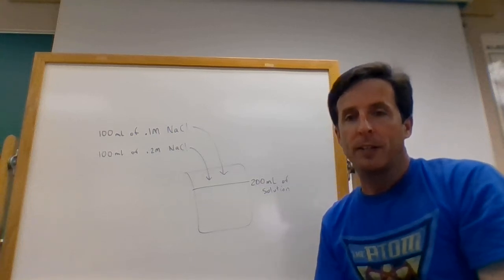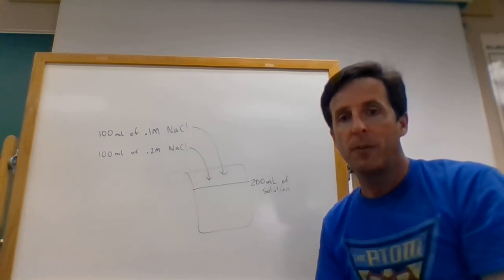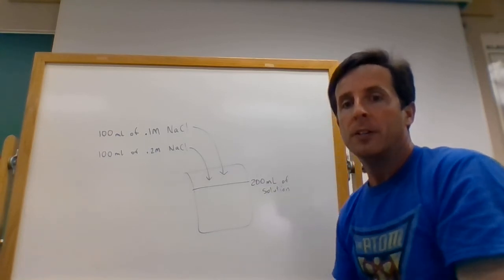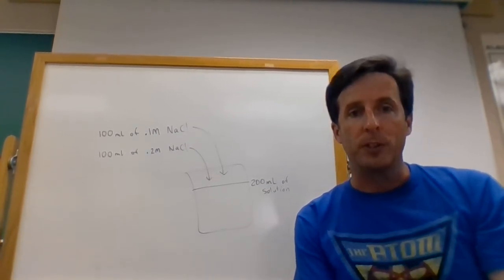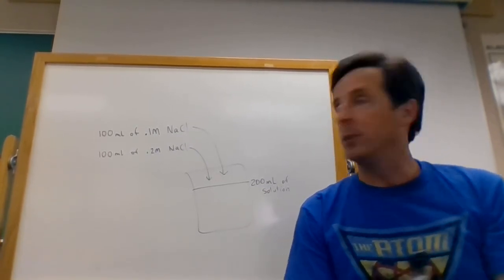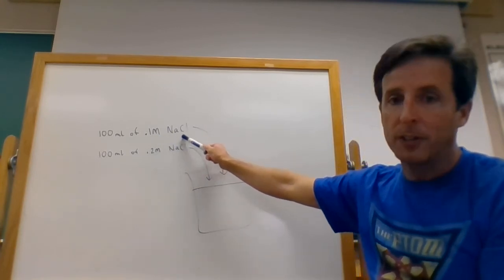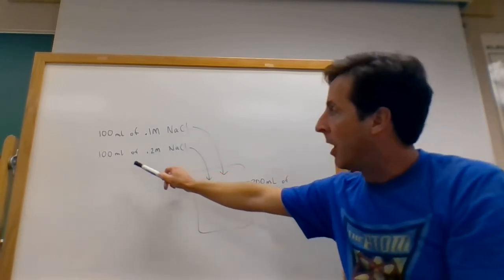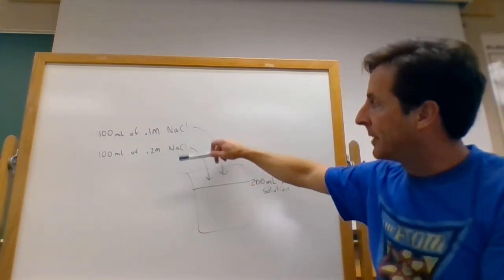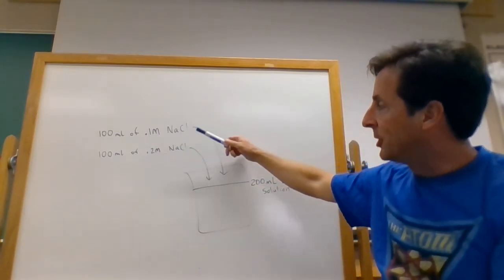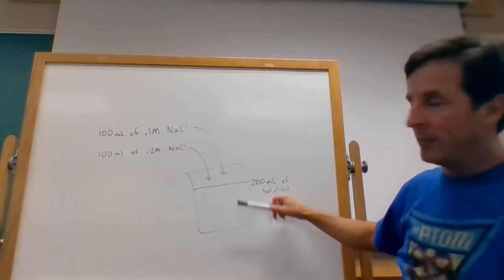Hey guys, okay, so we are now doing slide 21 from the chapter 4 PowerPoint. There's a problem that describes we are mixing together two different solutions. The first solution is 100 milliliters of a 0.1 molar sodium chloride solution, and then I'm mixing with that 100 milliliters of a 0.2 molar sodium chloride solution. So once I mix them together, essentially I'm going to have 200 milliliters of a new solution that contains all that stuff.